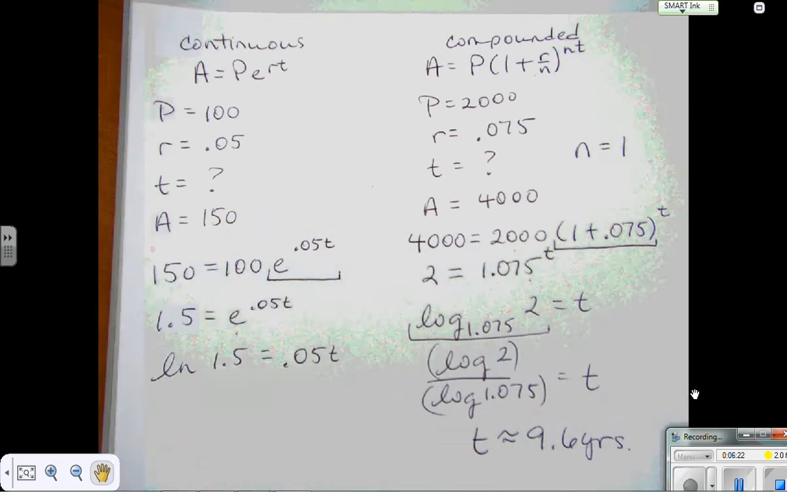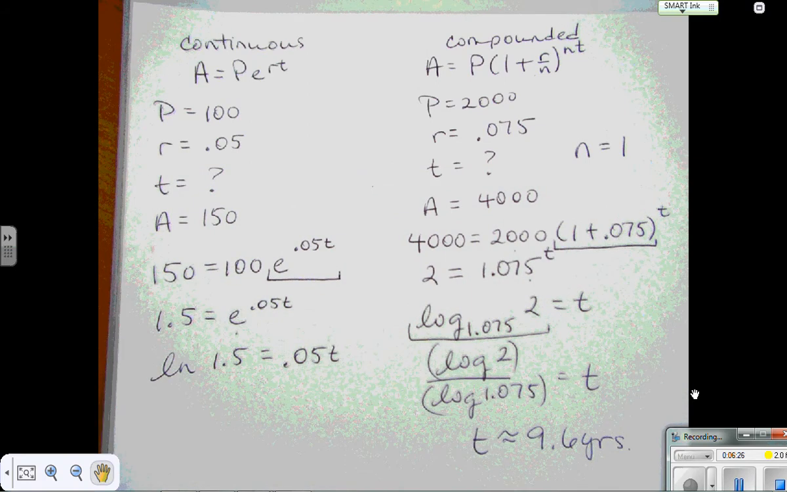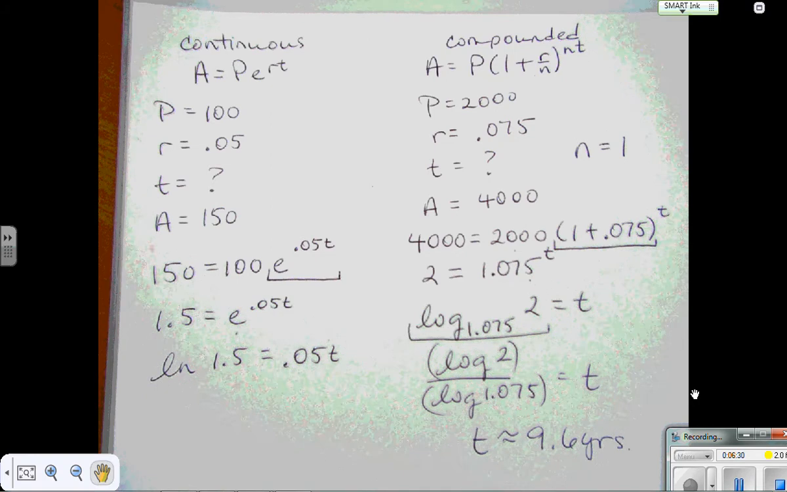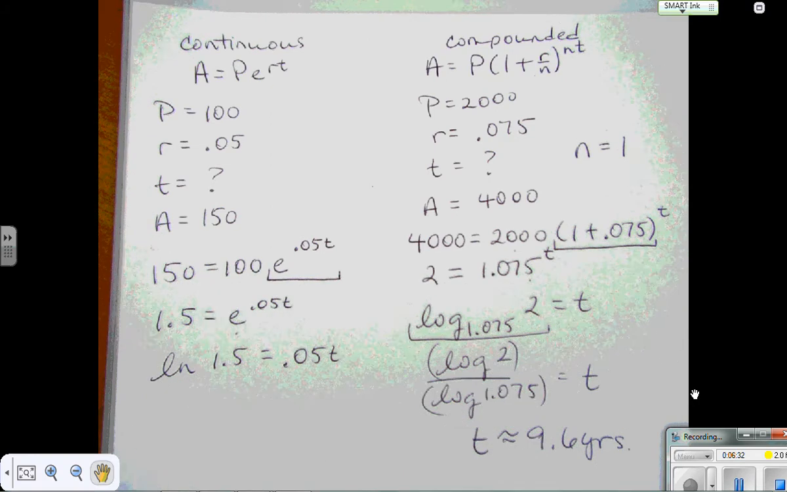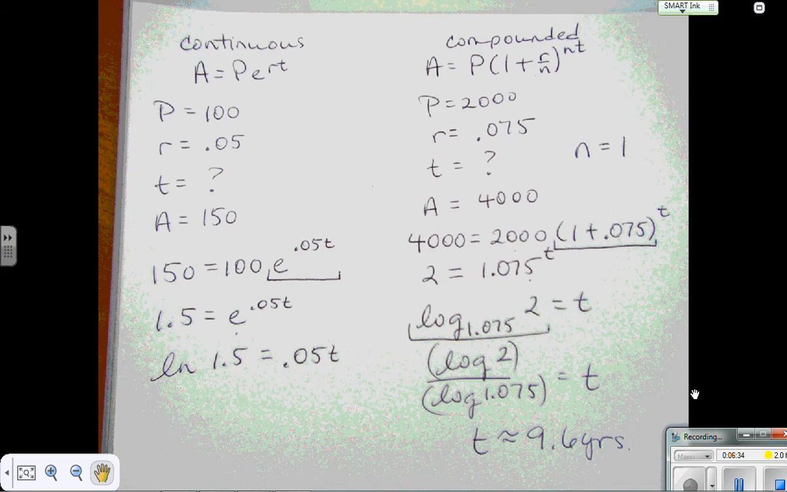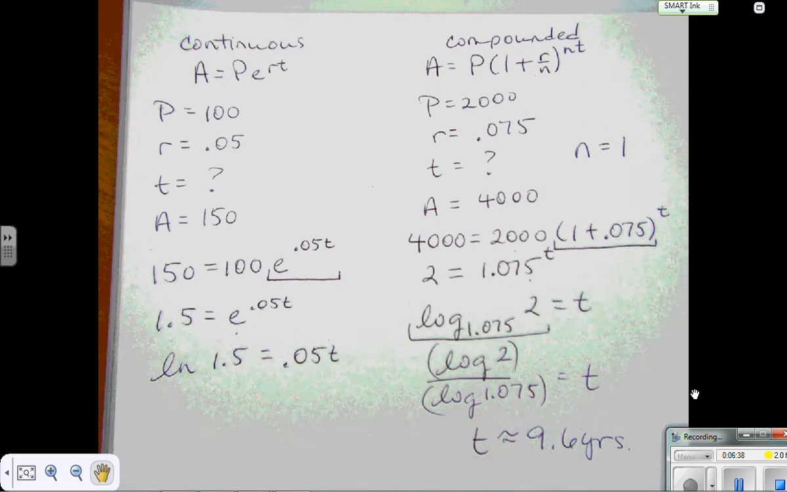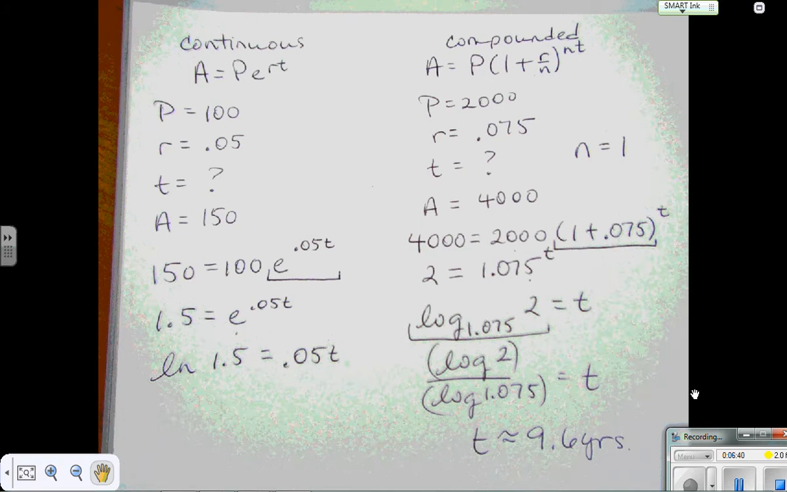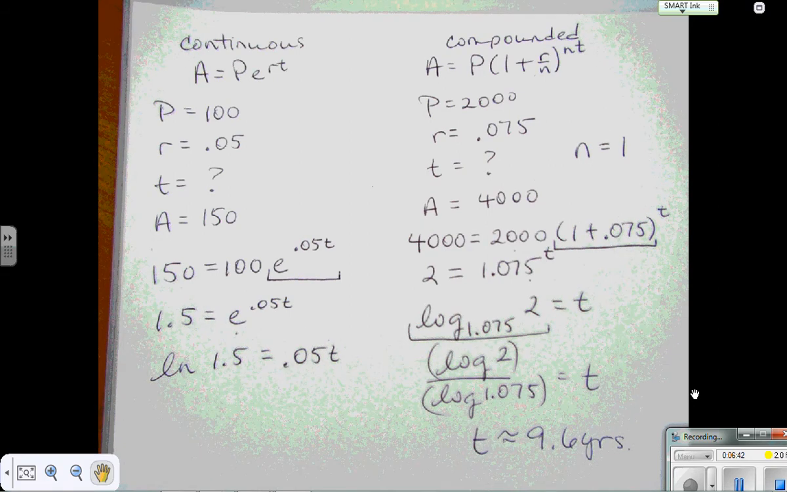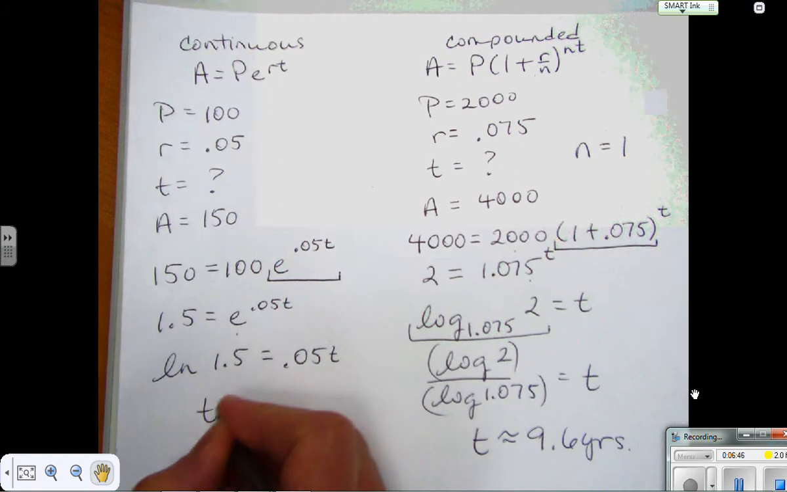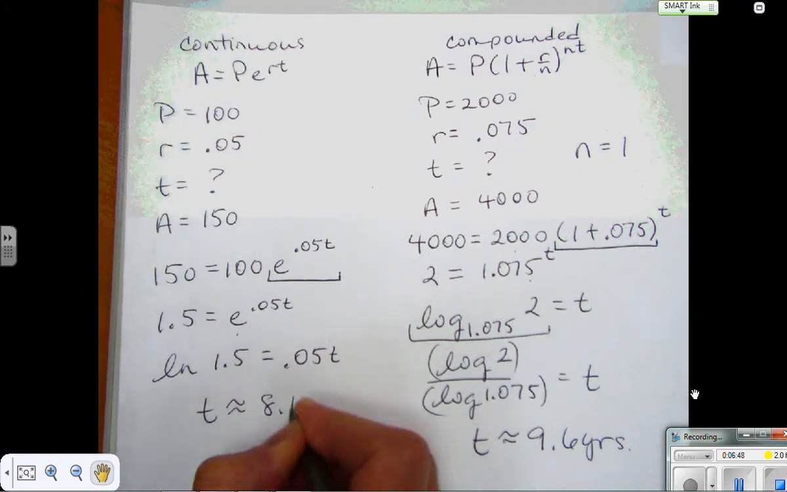Okay, so let's find a value for ln of 1.5 first. Now I'm getting 0.405465, and then divide that by 0.05. And I'm getting that t is about 8.1 years.